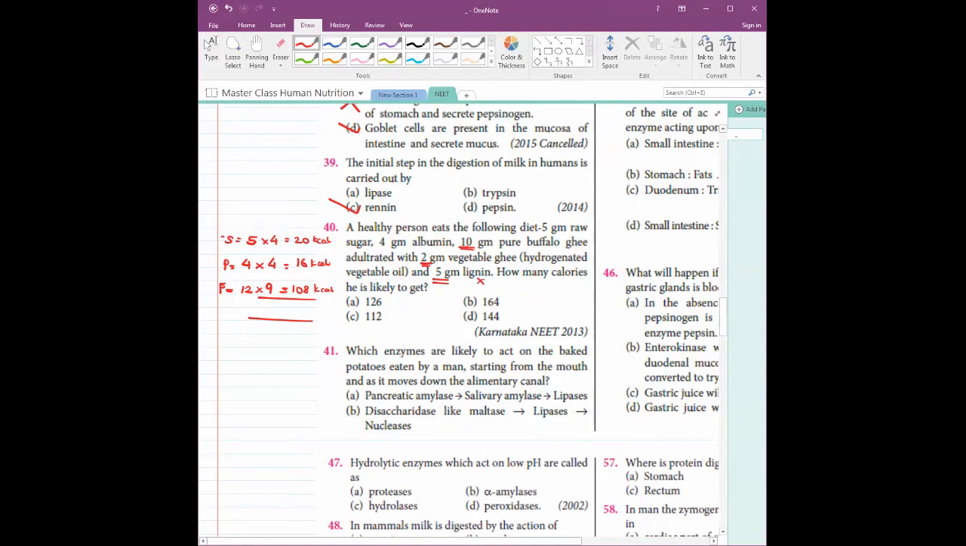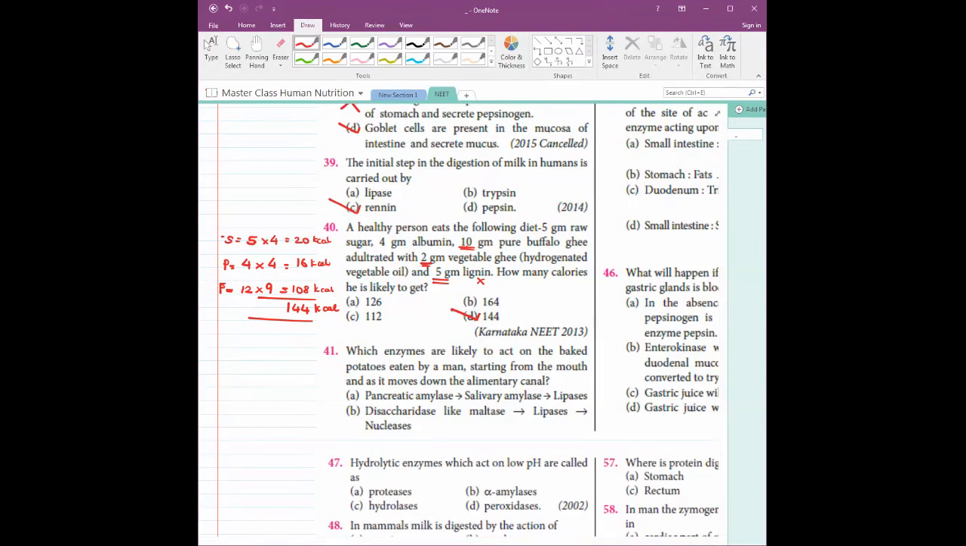Now 108 plus 20 is 128, 128 plus 16 is 144. So the answer is 144 kilocalories. Has everybody understood this, guys? How we have got this and why we have not considered lignin?